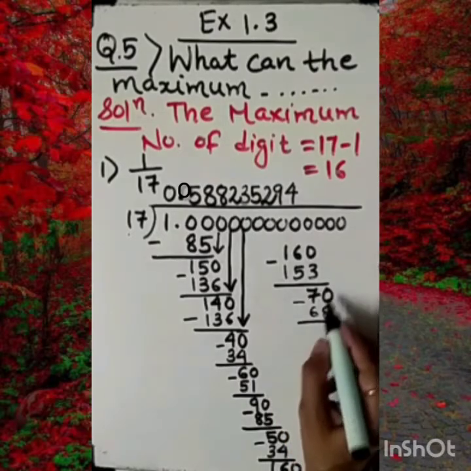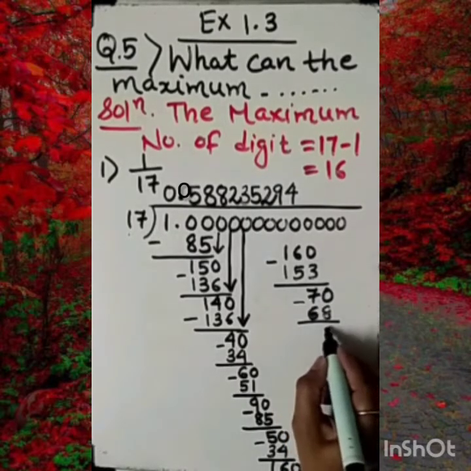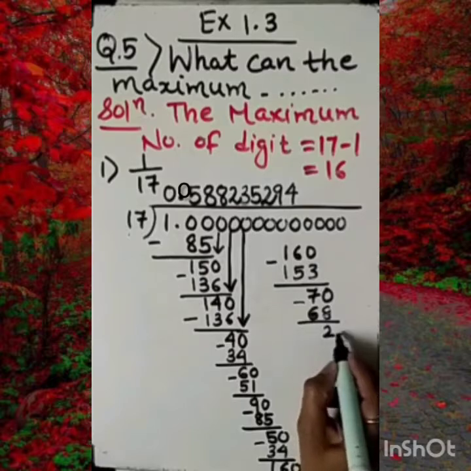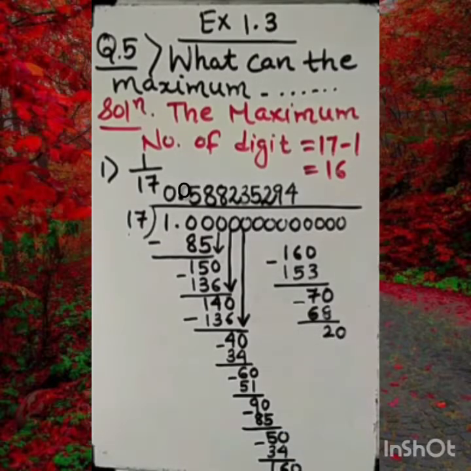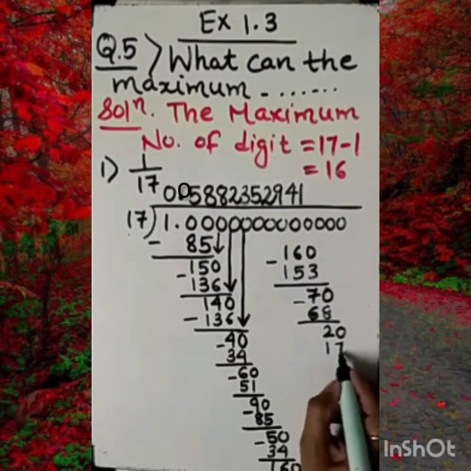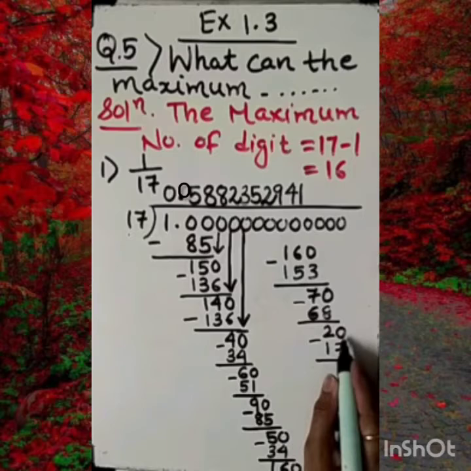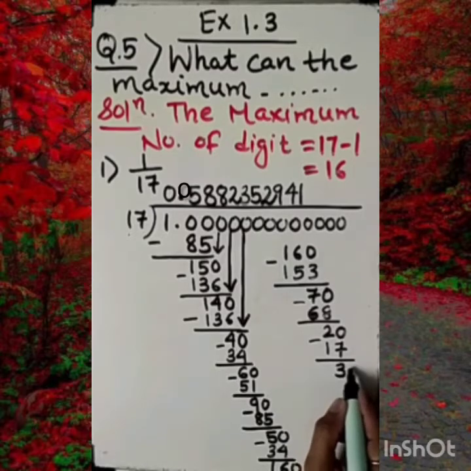Again 70 minus 68 gives the result only 2 here. So it will be 20. Again work out on this. We know 20 means it will move with the 1 only. 17 1s are 17, so 20 minus 17 gives the result 3.